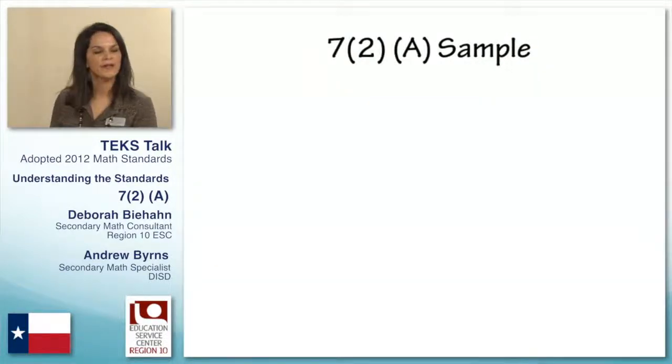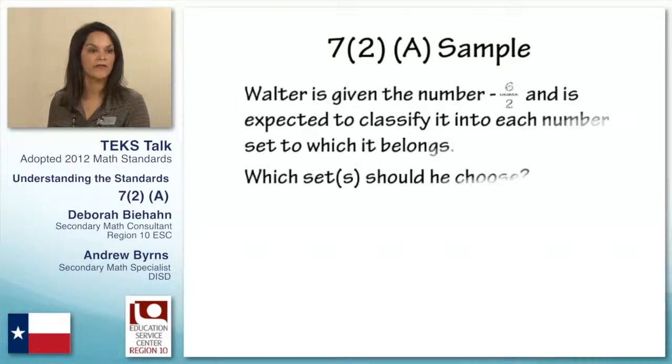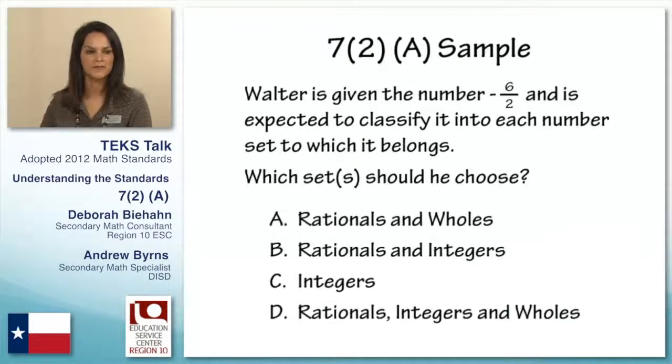Here's another two-dimensional visual representation of what Andrew was talking about. An example of a 7.2a question might be in the form of: Walter is given the number -6/2 and expected to classify it into each number set that it belongs. Which set or sets should he choose?